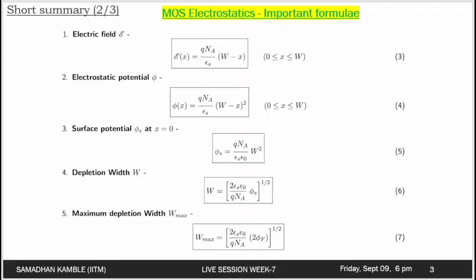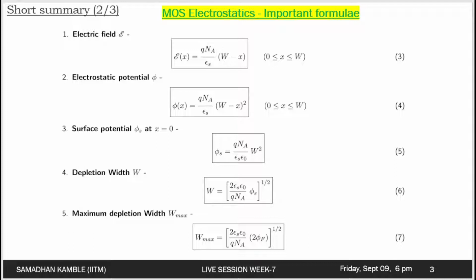In the standard depletion approximation, the actual depletion charge is replaced with a square distribution terminated abruptly at a distance x equal to W, that is the total width, into the semiconductor. So let us assume a p-type semiconductor and also invoke the depletion approximation. We have the following important formulae.